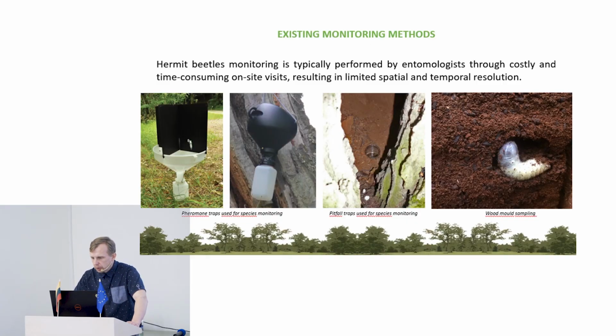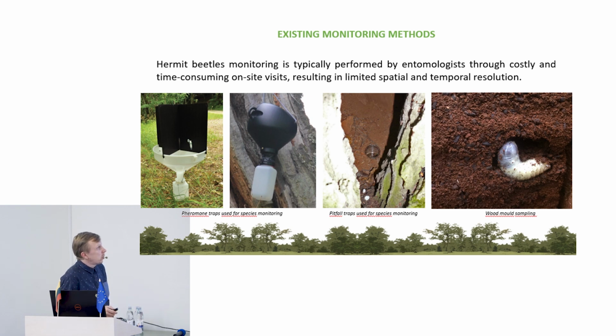Usually several methods have been used to study and monitor populations of Osmoderma species, mainly based on searching or capturing the adults by pitfall and pheromone traps, or visual survey and wood mold sampling, searching for the remains of adults or larval fecal pellets in hollow trees. However, these methods are often used in combination to achieve greater sampling efficiency.